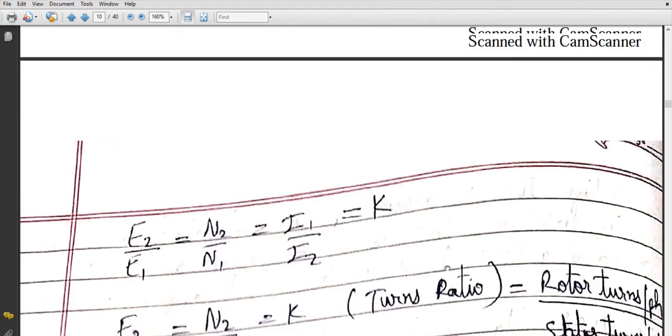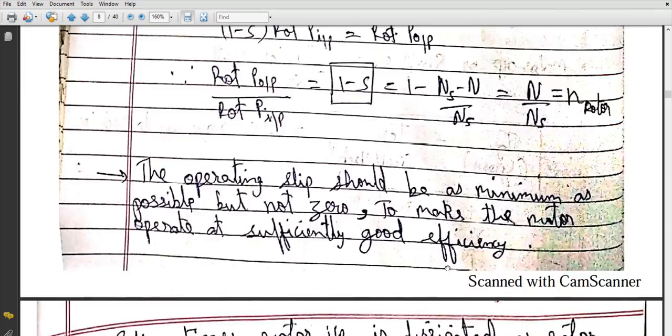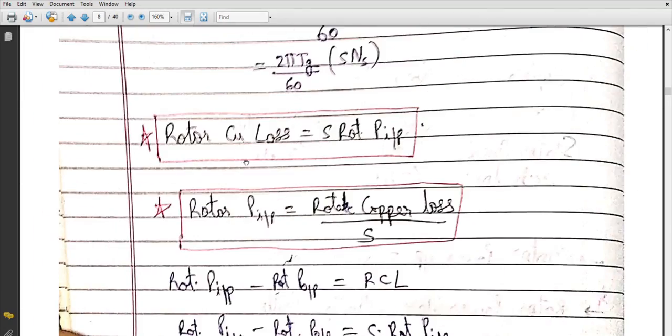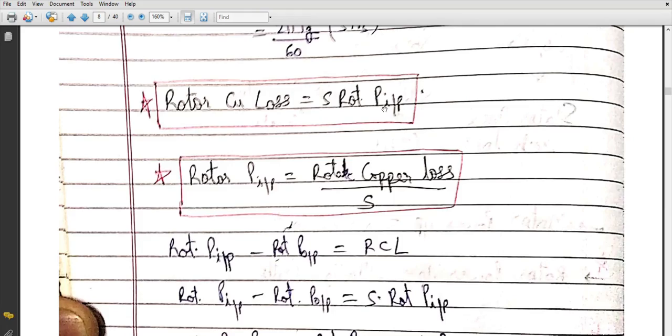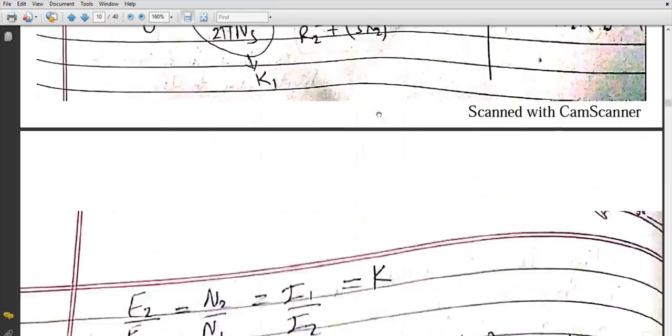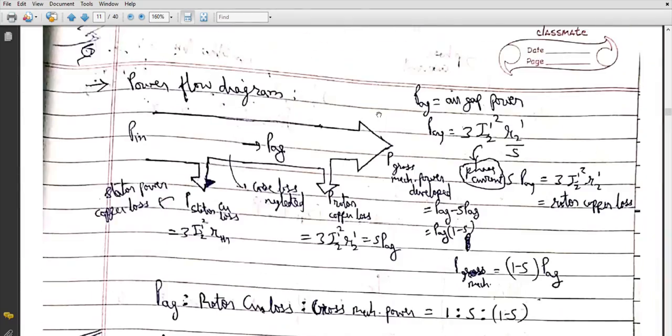See, directly, this expression we developed here also. Rotor copper loss is equal to S times rotor power input, or S times PAG, since rotor power input is equal to PAG. This is what we have developed again here. Okay, now one thing more. So S times PAG is the rotor copper loss.